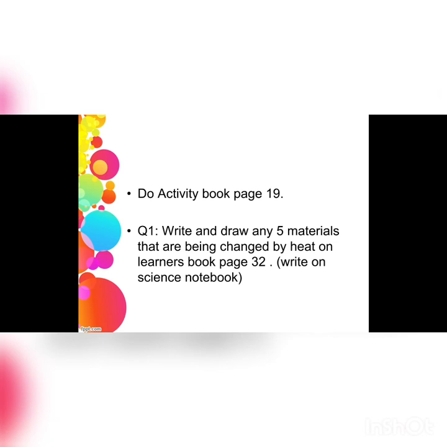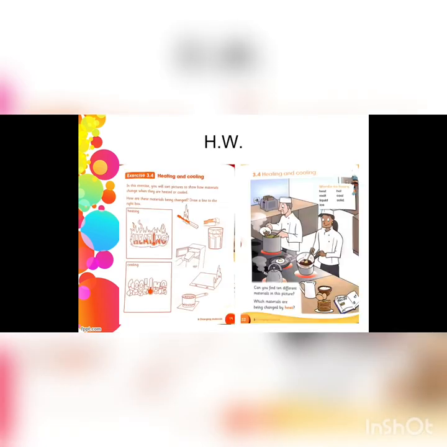Now let's come to the homework. Your homework is to do activity book page number 19. And you will write the answer of a question. Draw any 5 materials that are being changed by heat on learner's book page number 32. You will write the name of the things on your science book. This is your activity book page number 19. You will match the things that are heated and cooled.